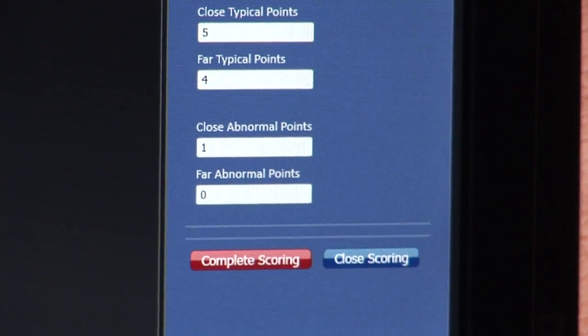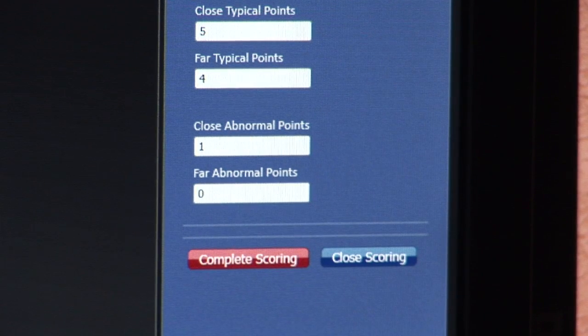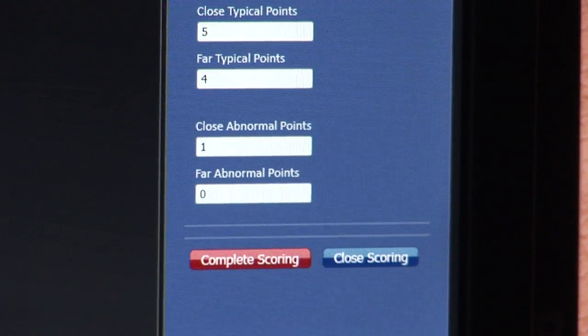You have completed measuring a deer at the 90-degree image orientation. To see your score sheet, select Complete Scoring.